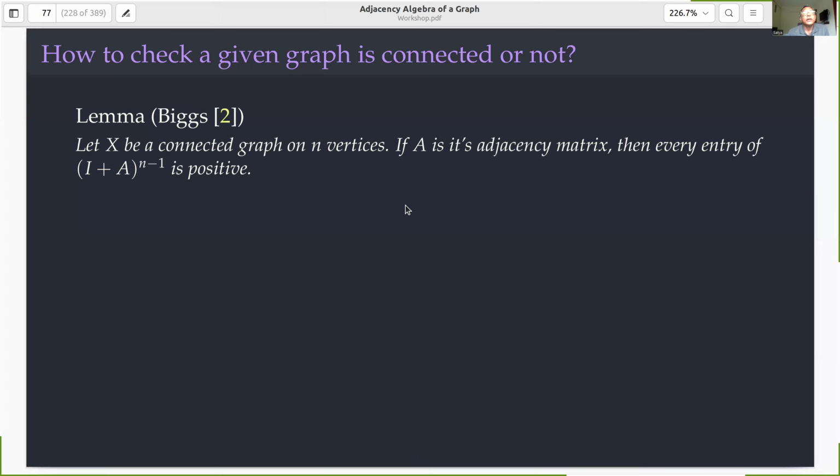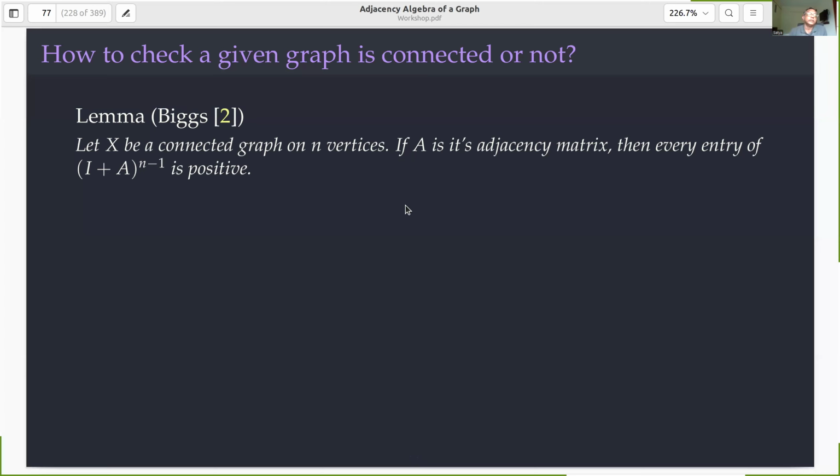What is (I plus A) to the power n minus 1? Even forget about the binomial expansion. What do you say about I plus A plus A squared up to A to the power n minus 1? You are adding all of them. First thing you know is that A is a non-negative matrix. Entries are zeros or ones, and in A squared also we will not get negative entries. If you add all of them, then every entry is positive. Why?